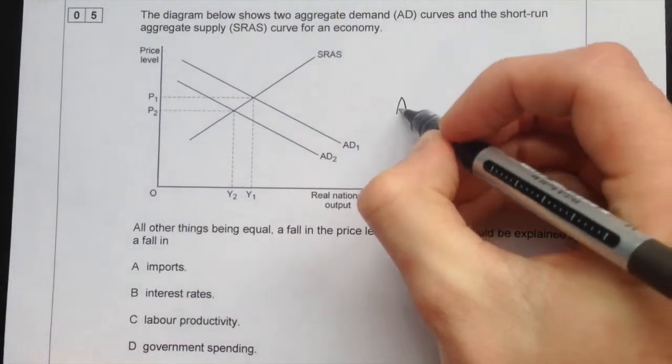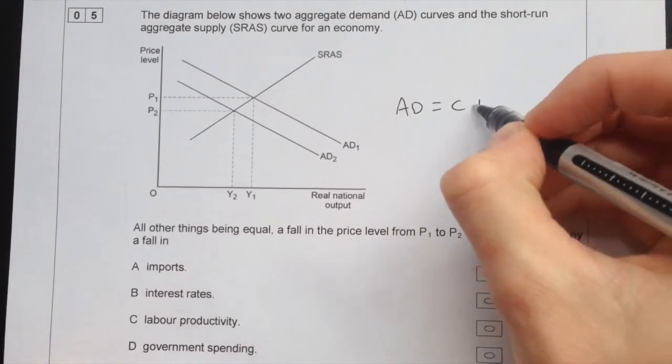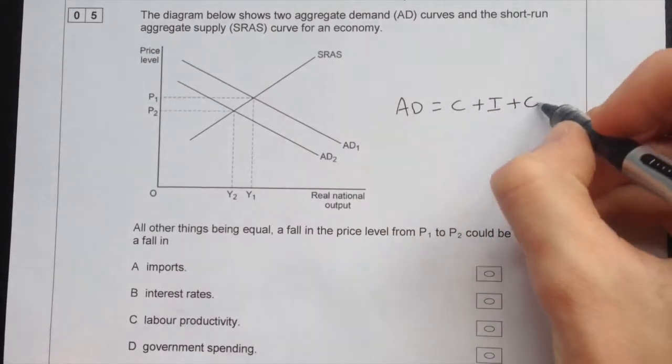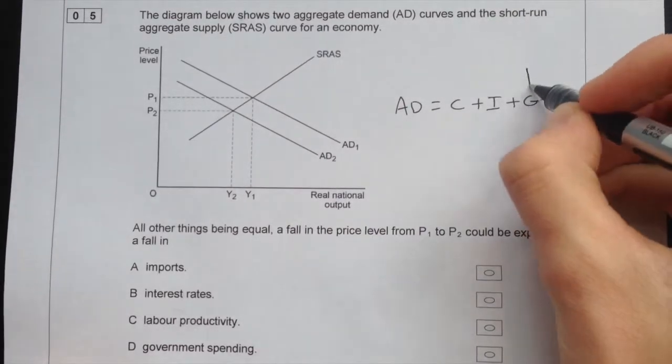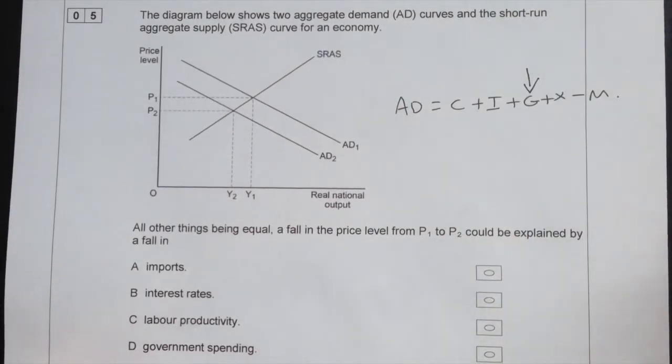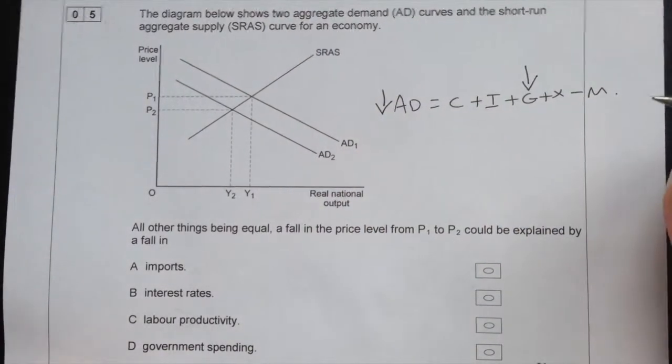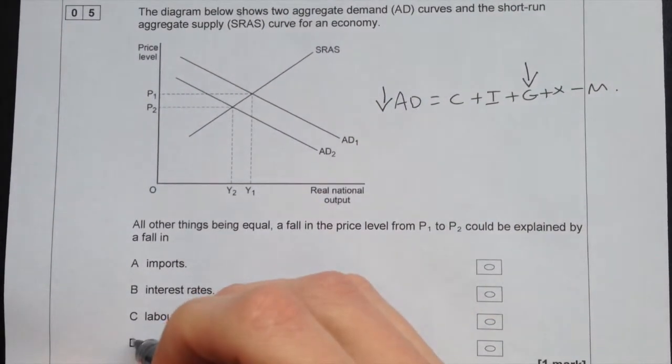Remember that AD is C plus I plus G plus X minus M. So if there was to be a fall in government expenditure, that would mean AD would fall, providing everything else remained constant. So the answer to this question is D.